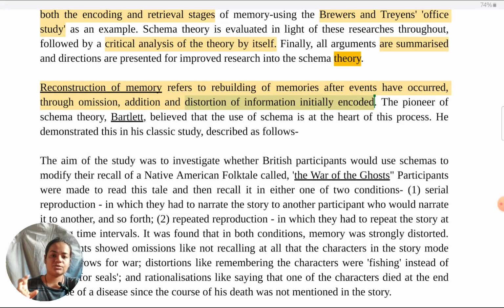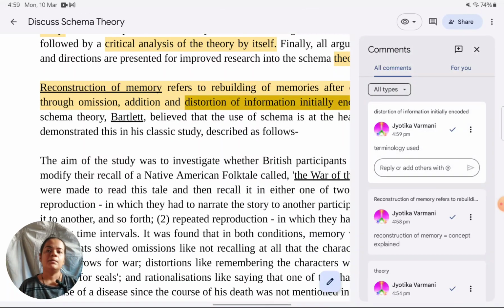Clear terms are used. Encoding of memory. After initial encoding of memory, distortion takes place. Those type of terms have been used. So terminology is expected. Here an advice is that whenever you prepare your knowledge points for the essay, make sure in your outline itself you have terminology.